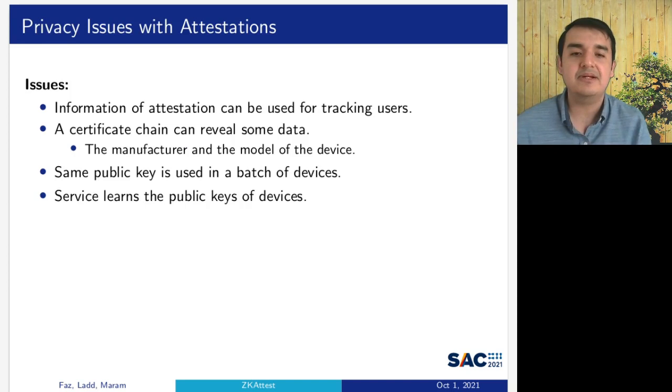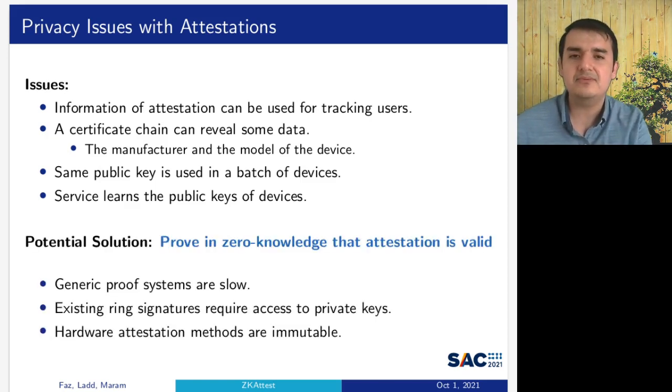However, there are some privacy issues when presenting an attestation. For example, the attestation can contain some information that can be used to violate the privacy of users. A certificate chain contains information about the manufacturer or the model of the device. So, in order to protect against uniquely identifying devices, sometimes public keys are shared between a batch of devices, but still the service can learn the public key. So, our potential solution to this is to prove in zero knowledge that the attestation is actually valid.